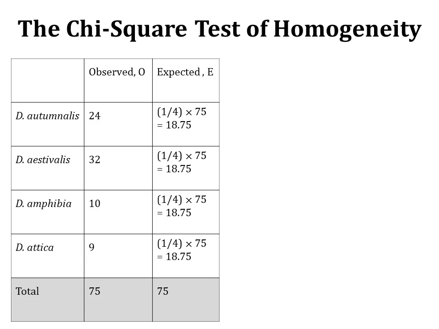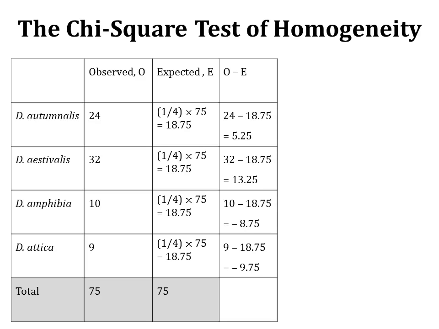Now the calculations: the observed frequencies and the expected frequencies. Then we have the difference of observed and expected frequencies. So 24 minus 18.75, which is 5.25; 32 minus 18.75, which is 13.25; 10 minus 18.75, which is minus 8.75; and 9 minus 18.75, which is minus 9.75.